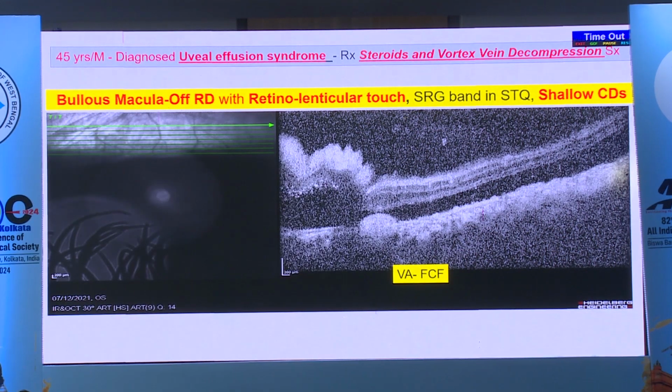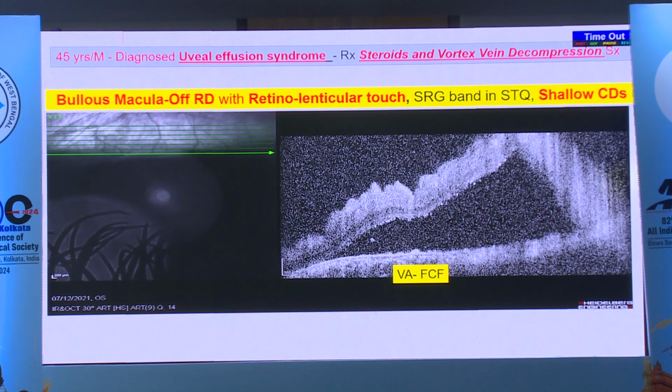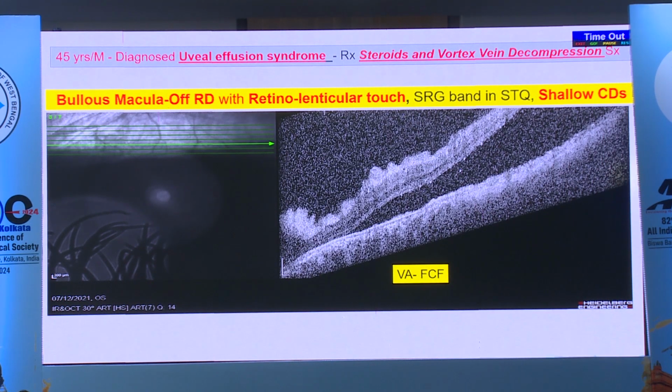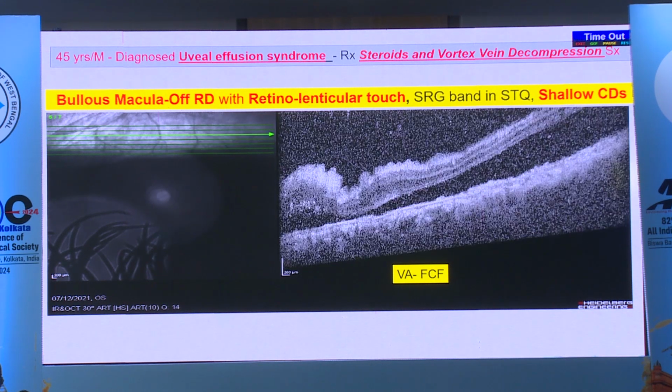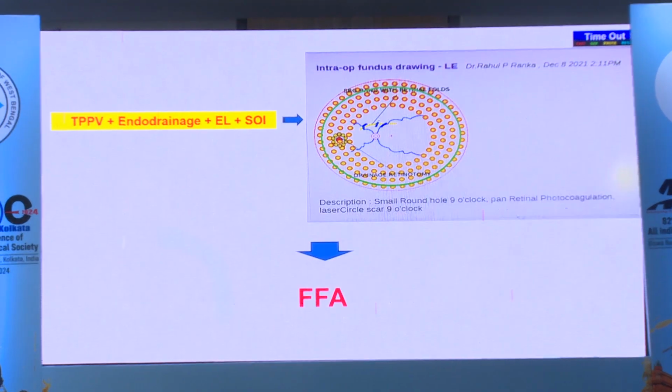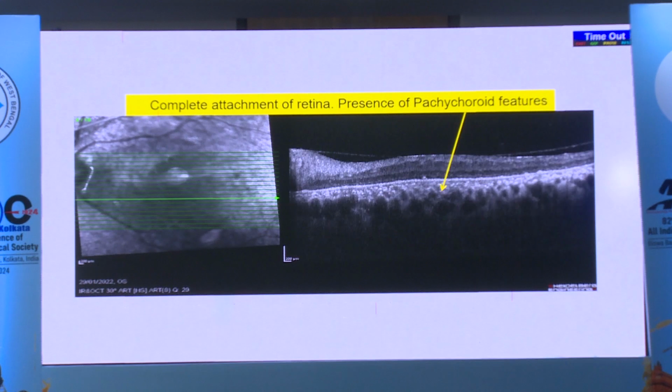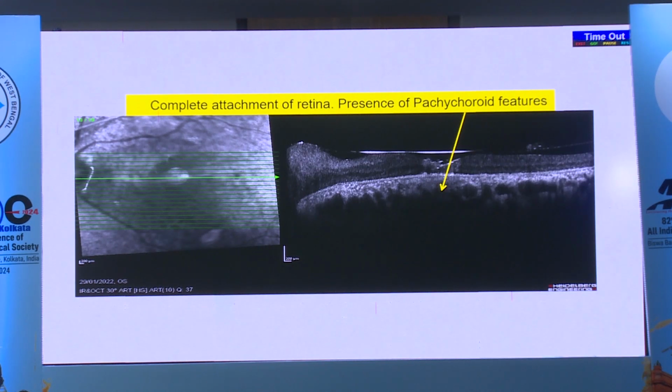Now another variant is bullous CSC. For example, it presents with exudative retinal detachment. This particular patient was initially misdiagnosed as uveal effusion syndrome and treated with steroids and vortex vein decompression. When I saw the patient, there was a retinolenticular touch. It was a bullous RD, and with macula off, we had to go for a vitrectomy and endo drainage, settle the retina, attach the retina under silicone oil, and then do a fluorescein angiography.